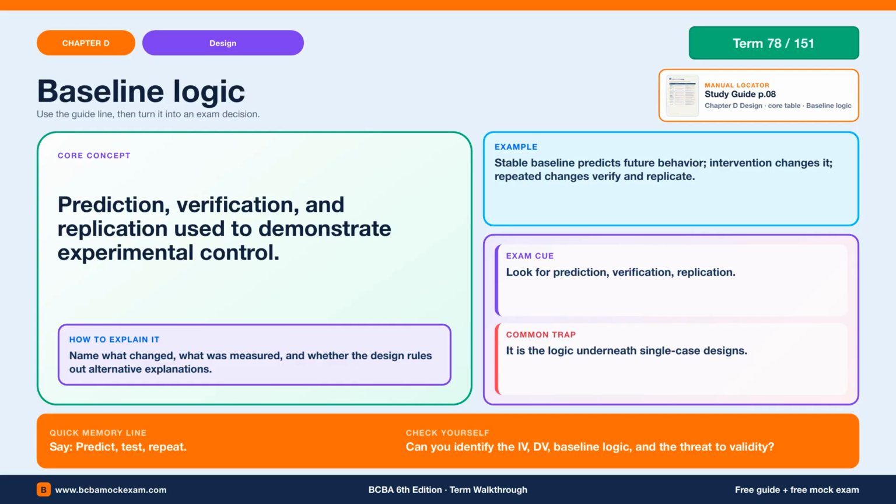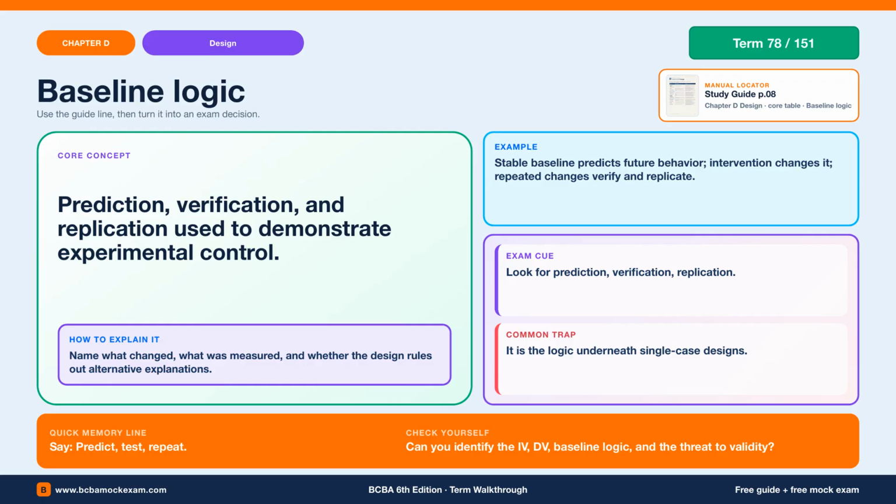Baseline logic. Baseline logic uses prediction, verification, and replication to demonstrate experimental control. Prediction means baseline data suggest what behavior would do without intervention. Verification means returning to baseline or maintaining other baseline supports that prediction. Replication means the effect is repeated. The exam cue is prediction, verification, and replication. The trap is memorizing the words without understanding the flow. Baseline logic is how single-case design shows that the intervention, not coincidence, changed behavior. Memory line, predict, verify, replicate.